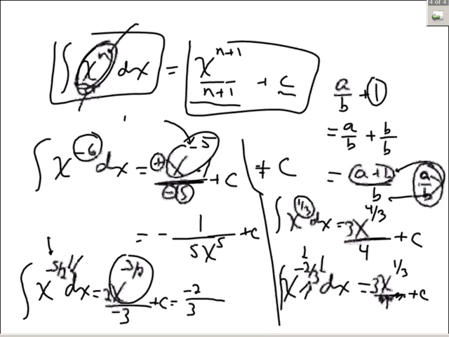x to the negative 3 halves, since the exponent's negative, it crosses the division line. Since it's in the top, it goes in the bottom. The power is now positive 3 halves plus c.